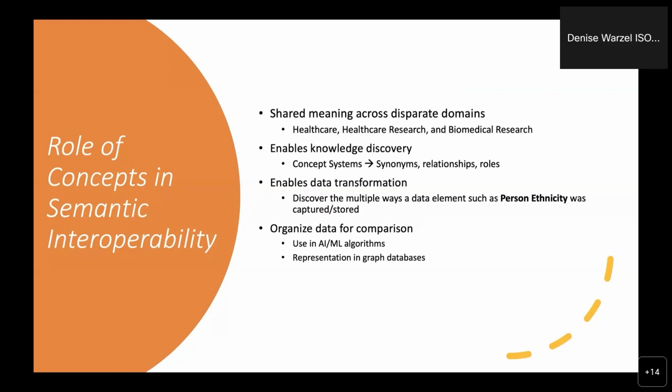You can also discover across different data models where you have the same entities such as a person, ethnicity, and be able to transform that data more easily. You can also organize the data better for comparison purposes and publish that data as linked data so that it can be used by machine learning or AI algorithms and represented in graph databases.